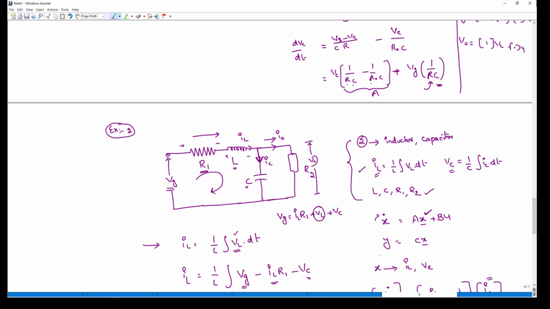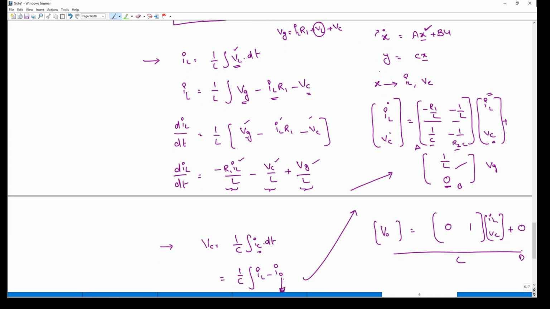Now let us bring it to the output. Output is V0. V0 is directly linked to Vc. There is no IL term indicated here, so V0 is equal to directly Vc, and the IL term will become 0. D is always 0. So this matrix is the A matrix, this is the B matrix, this is the C matrix, and the D matrix is 0. This is the simplest way of representing your state space analysis. You can extend this state space analysis to any sort of DC-DC converter, DC-AC inverter, and most importantly to our control systems.